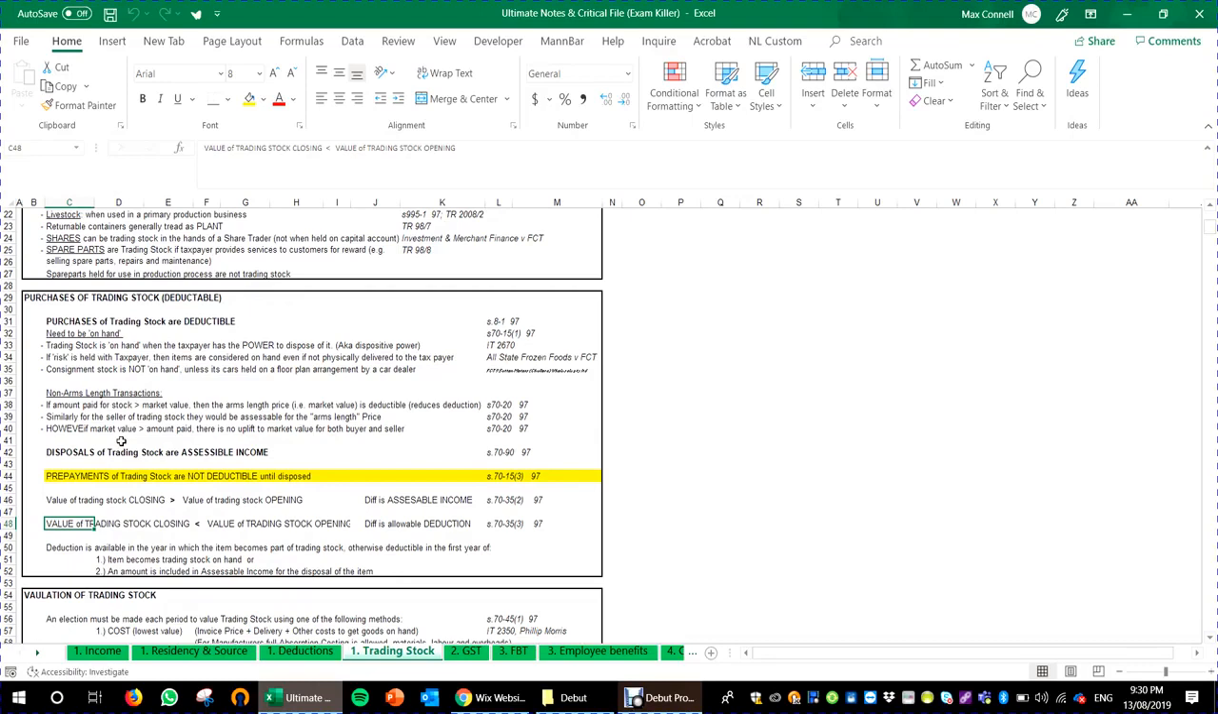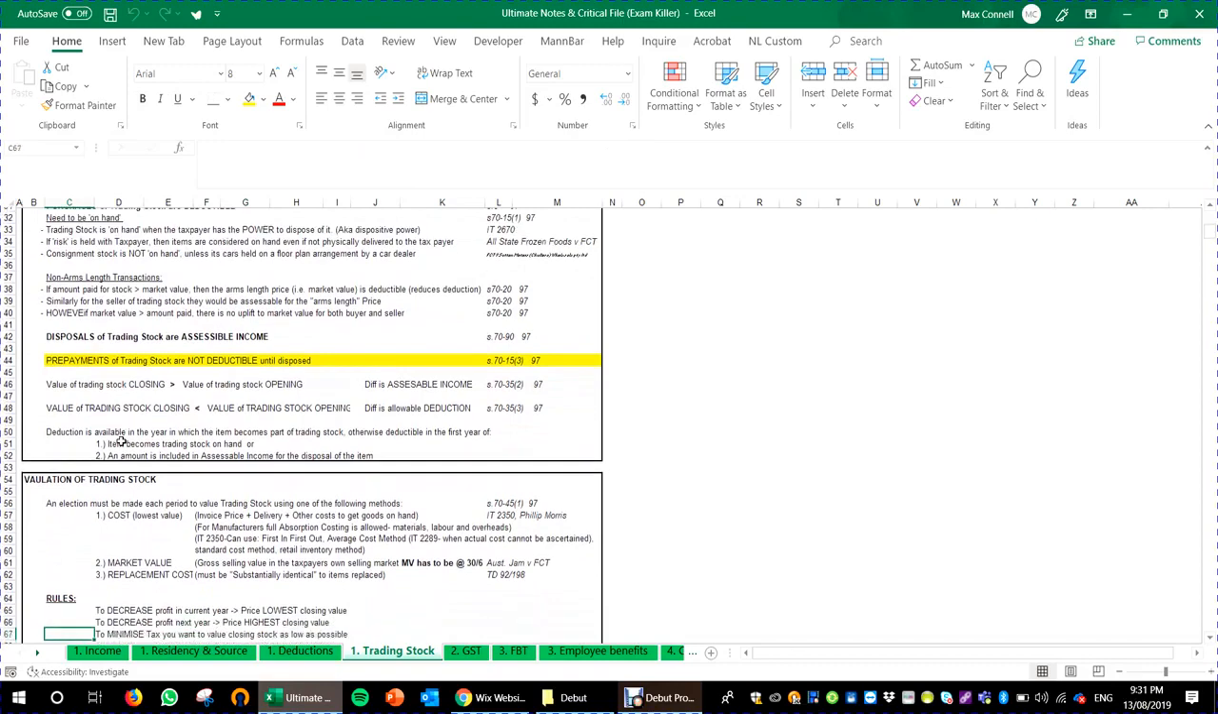Why is that? It's because it's assuming, in this case, that you've actually used up stock during the year and therefore you would get a deduction for that, to represent the usage of stock throughout the year, which is a genuine expense. Okay, so just remember that one. That's section 70-35.